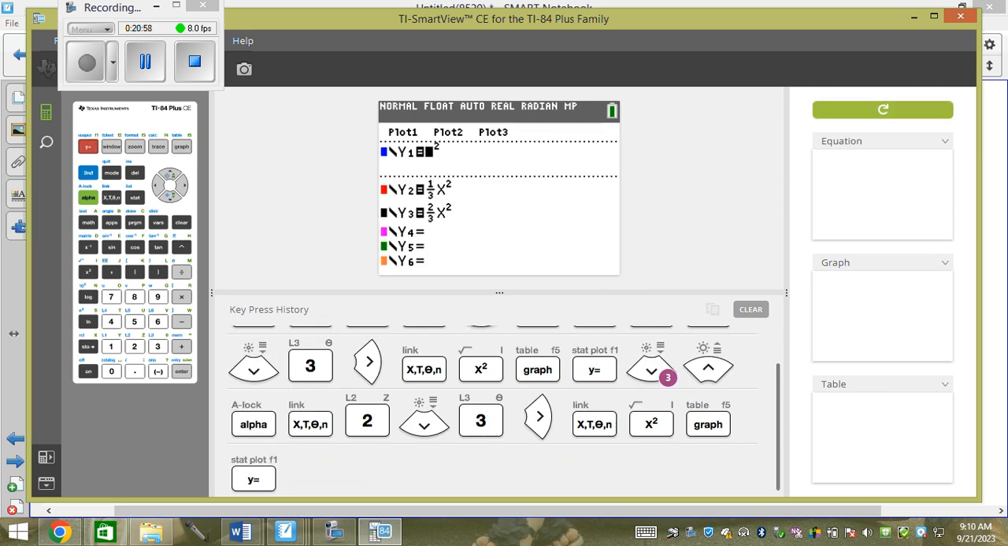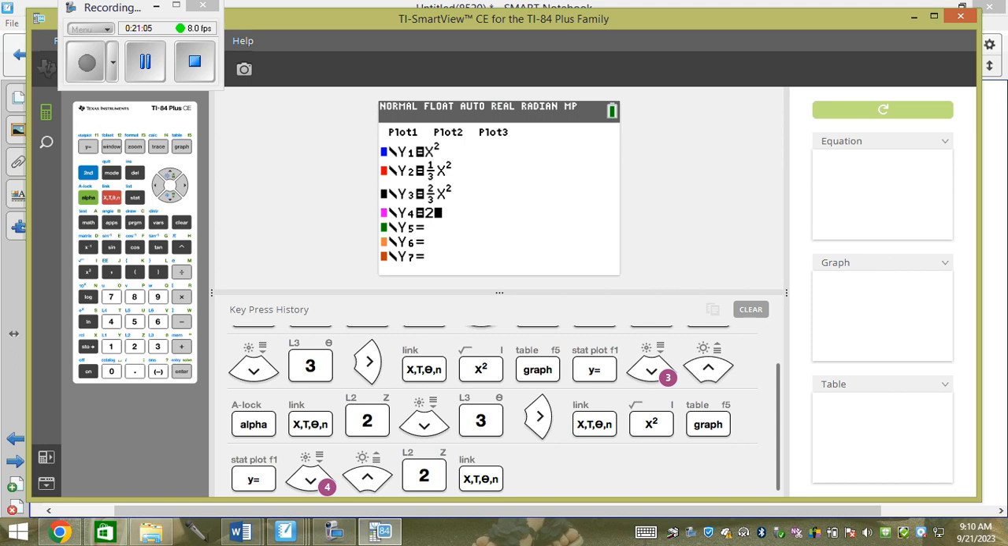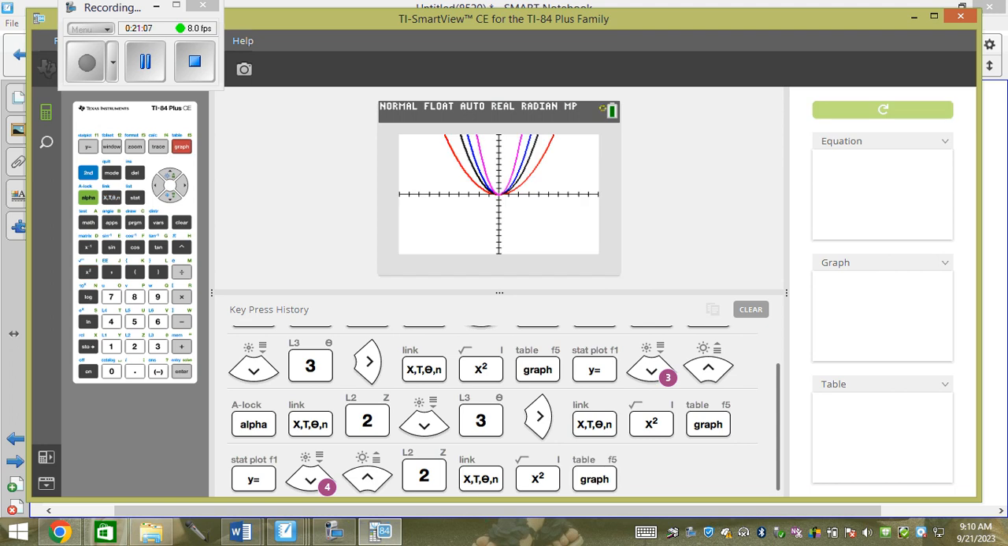Okay, what if I don't put a fraction? What if I actually put a number greater than 1? Those were all less than 1. So what if I go like 2x²? It's narrower than the original. Why would that be? All the y's are multiplied by 2, so they're doubling in height.